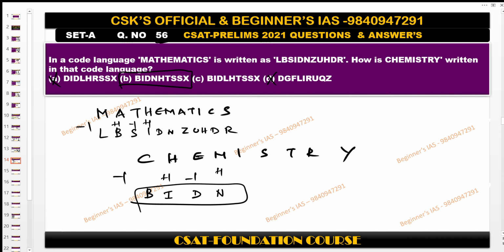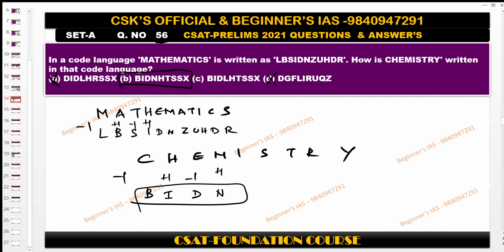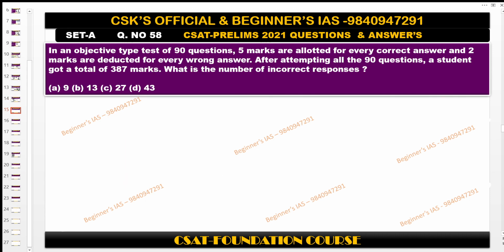Anybody having a doubt here? No, sir. Fine, so let us move on with the next question. This question is also a good and very simple question. In an objective type test, there are 90 questions.